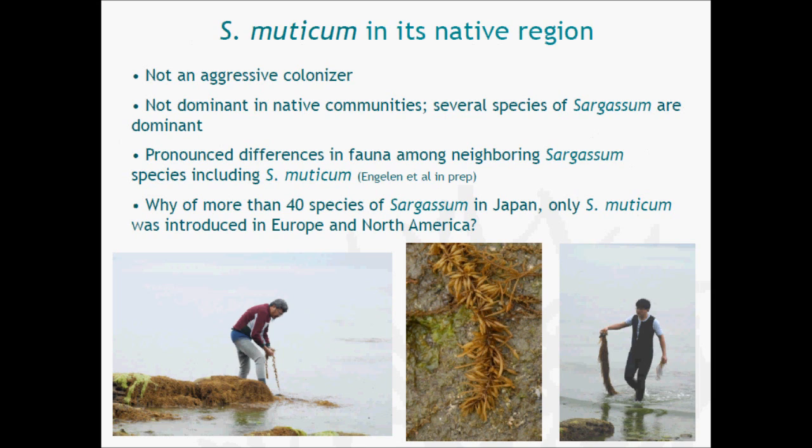This is a study that we did, and this is important. In Japan, in the original native region, the herbivores on Sargassum muticum are different from the fauna of other Sargassum. This is important, we'll see later. And this is the million-dollar question: why, from around 40 species of Sargassum in Japan, only Sargassum muticum spread through Northern Europe and Europe? We don't know the answer to this.